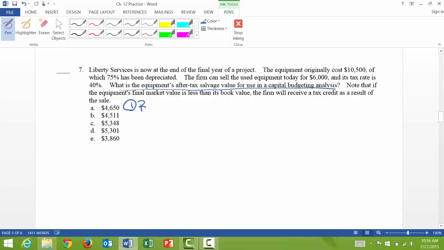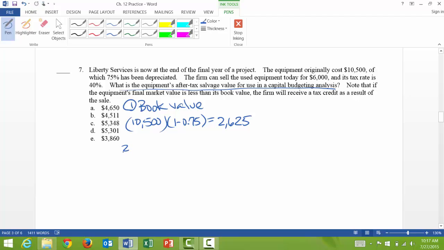Step 1 would be to find the book value of the asset, and that's just going to be 10,500 times 1 minus what's been depreciated, or basically we need 25% of 10,500. And so the book value is 2,625.